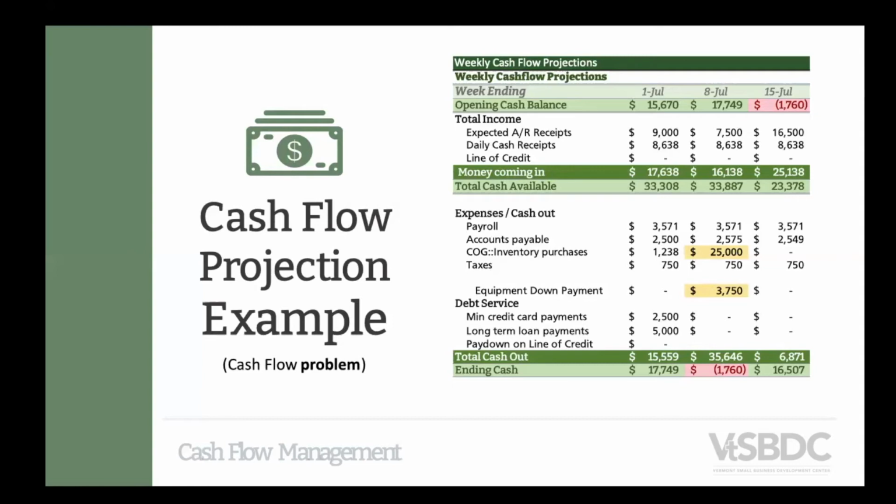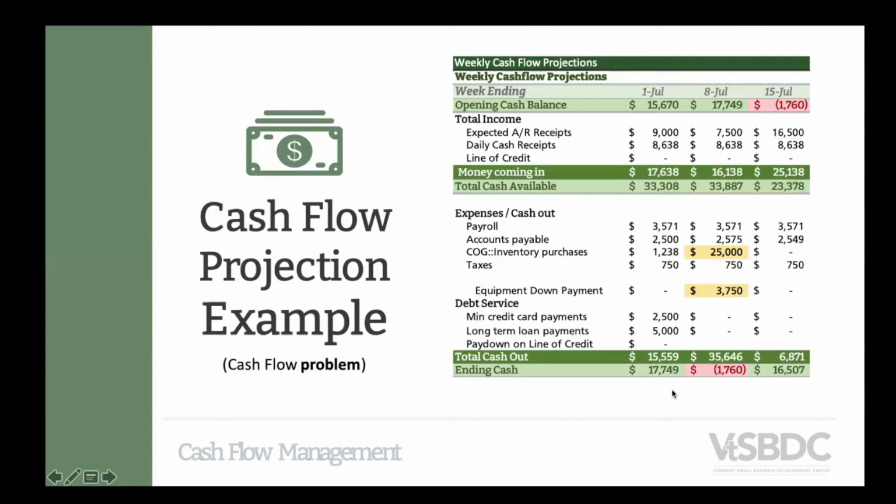You'll look at week 1 in July, and you'll see the opening cash balance of $15,670. From there, you'll see that there's total cash available of approximately $33,300. And the cash that flows out below that: payroll, accounts payable, and we do have some loan payments and credit card payments due as well. So at the end of that week's activities, on a projected basis, based on numbers that we know, based on historical data and what we can foresee, we've got ending cash of $17,749.